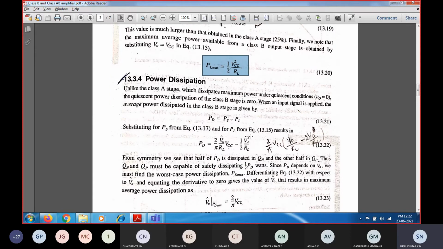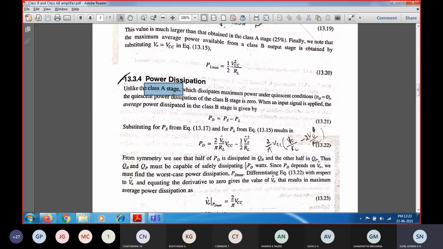In order to find the power dissipation, unlike in the class A amplifier stage, there you had a quiescent power dissipation. That was the maximum power dissipation when Vi was equal to 0, equal to VCC into I. But in the class B amplifier, when Vi is equal to 0, the output will be equal to 0 itself. We have seen the dead band, right? In the dead band, until minus 0.5 to plus 0.5, whatever the input you give, the output will be 0.